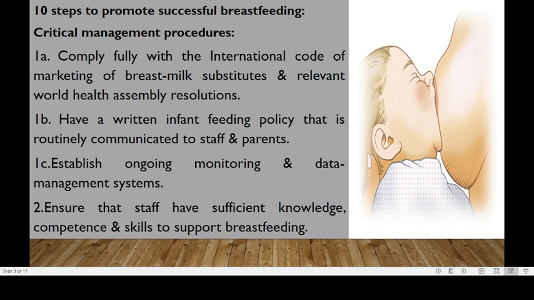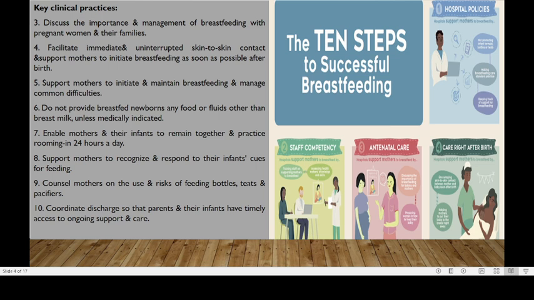Ensure that the staff have sufficient knowledge, competence, and skills to support breastfeeding. They also need to discuss the importance and management of breastfeeding with pregnant women and their families. Also, they need to facilitate immediate and uninterrupted skin to skin contact and support the mothers to initiate breastfeeding as soon as possible after birth. They also need to support the mothers to initiate and maintain breastfeeding and manage common difficulties.